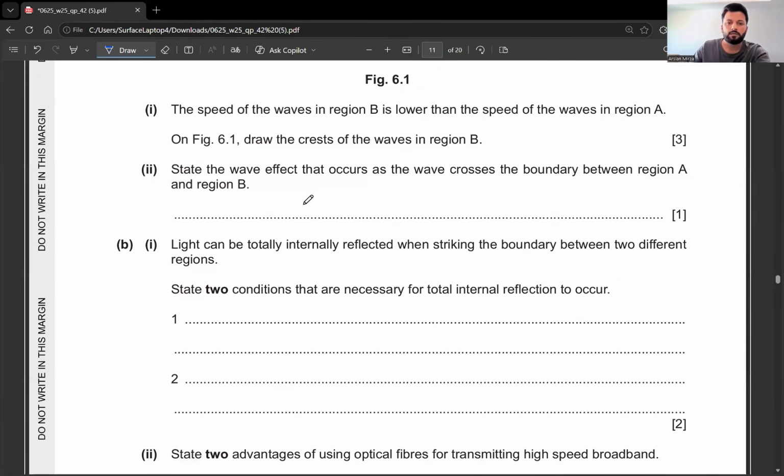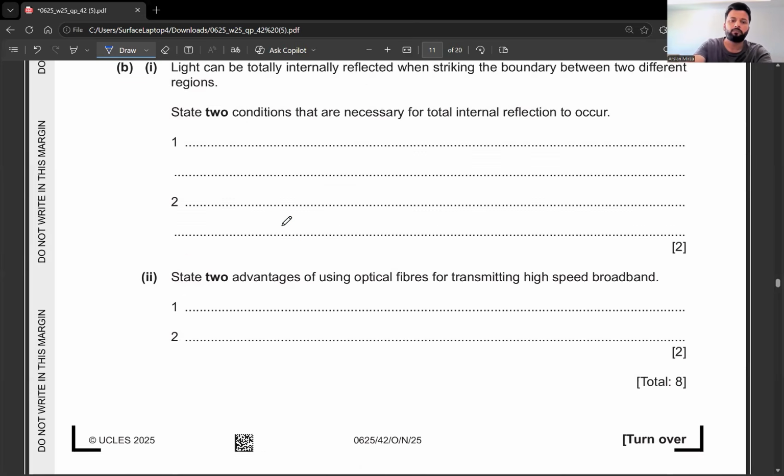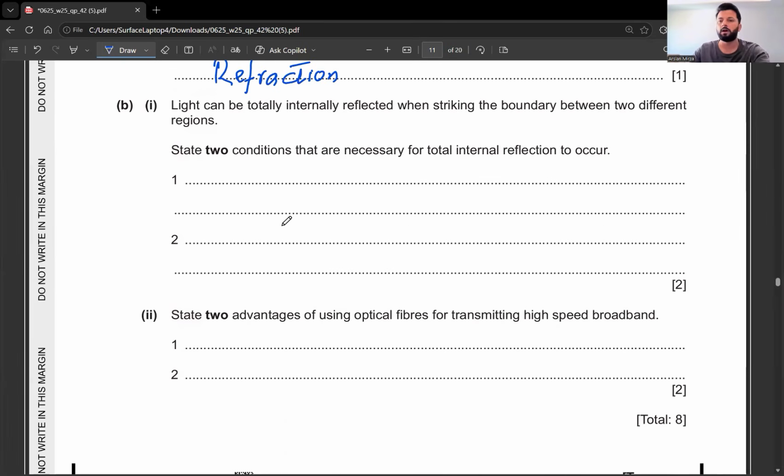State the effect that occurs as wave crosses the boundary between the regions. When the wave crosses from one medium to another medium, this is called refraction. There are three properties: refraction, reflection, and diffraction. So this is refraction, bending of wave when it passes from one medium to another medium.